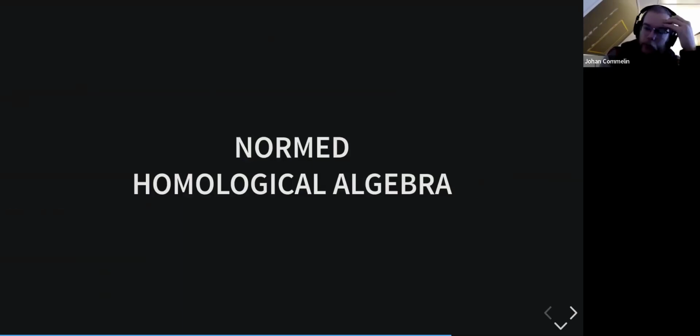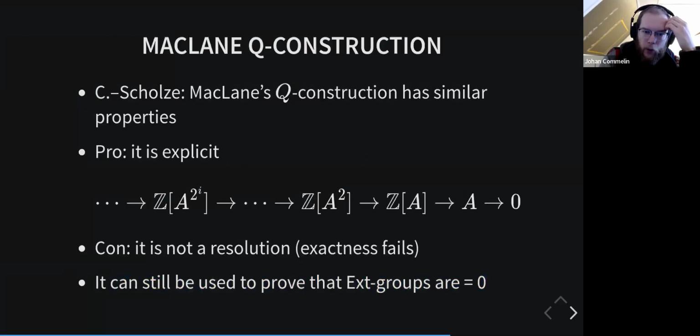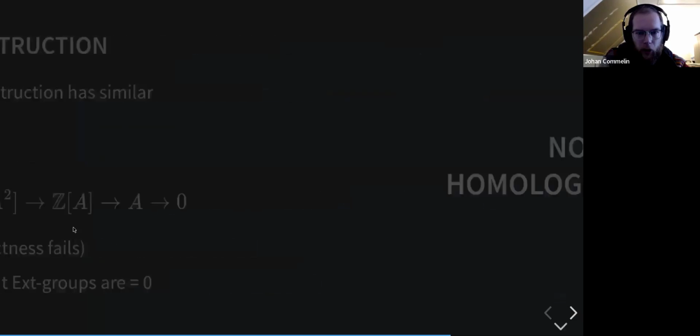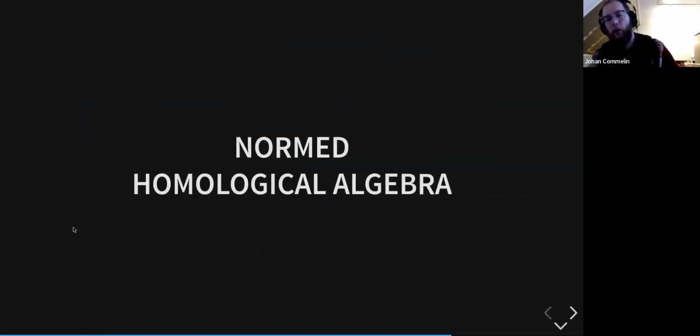Okay, so that's one thing that we can use. Wait, I'm confused. I thought there was another slide after this section. Okay, so that's what I wanted to say about how we're going to compute these Ext groups. So now I want to say something about normed homological algebra.